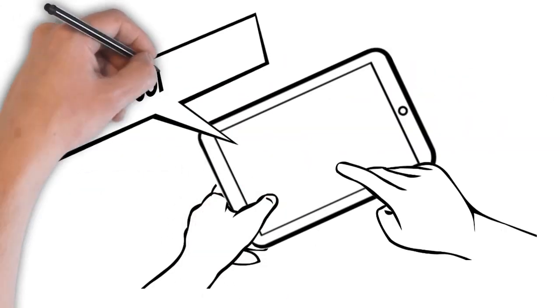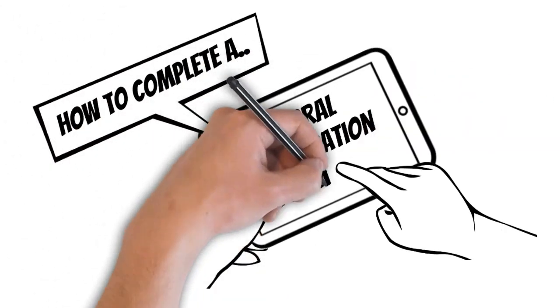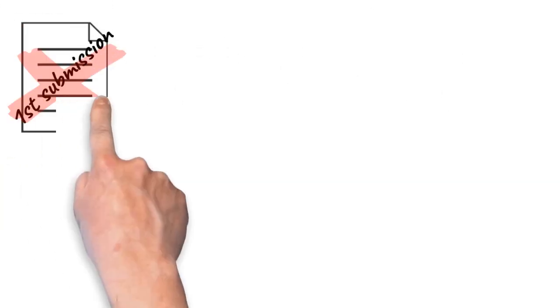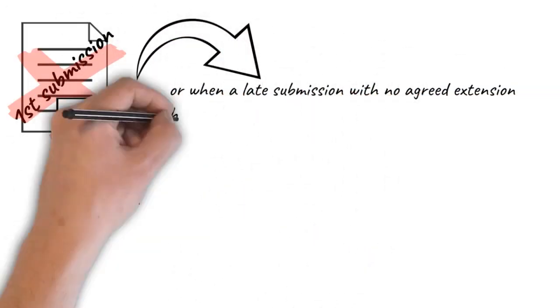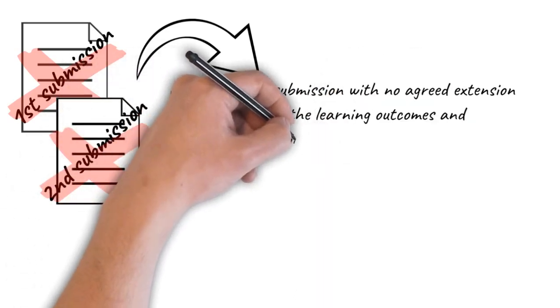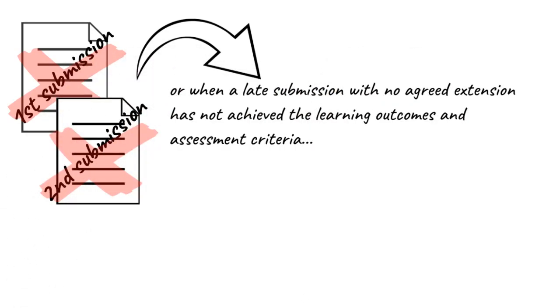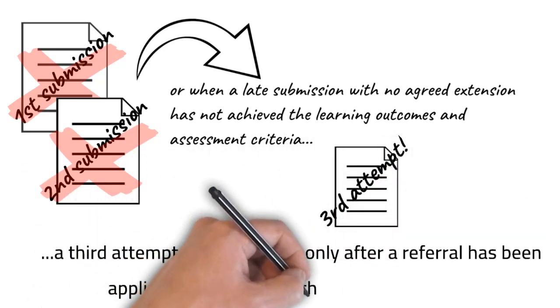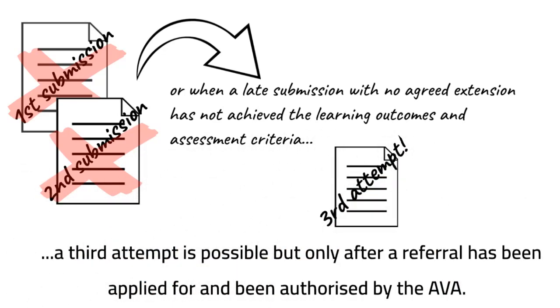In this video, we'll show you how to complete a referral form. Where a student has had 2 submissions of the same assessment and still not achieved the learning outcomes and assessment criteria, or when a late submission with no agreed extension has not achieved the learning outcomes and assessment criteria, a third attempt is possible, but only after a referral has been applied for and been authorised by the AVA.